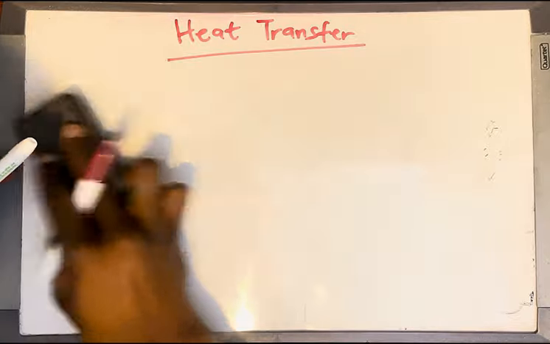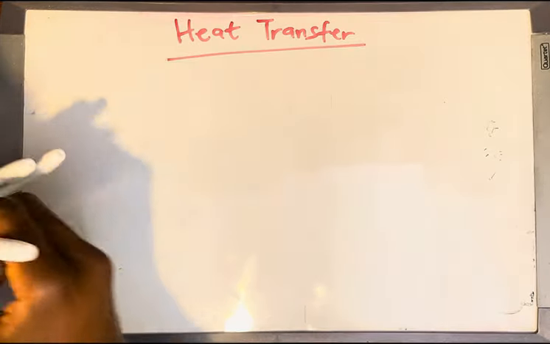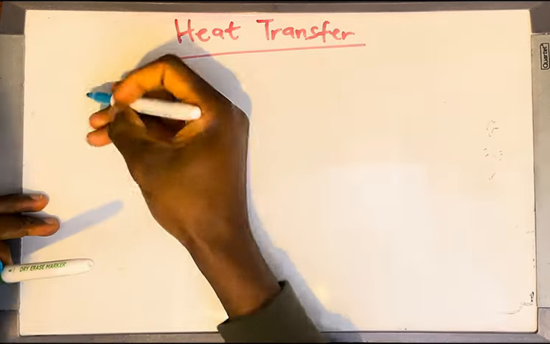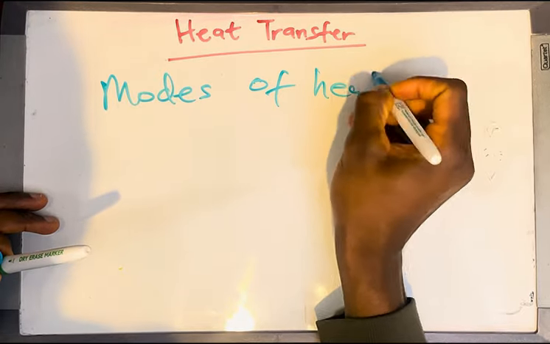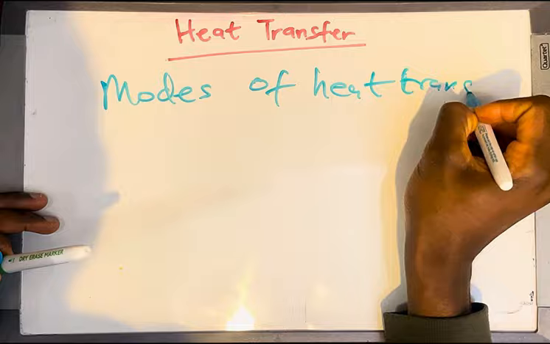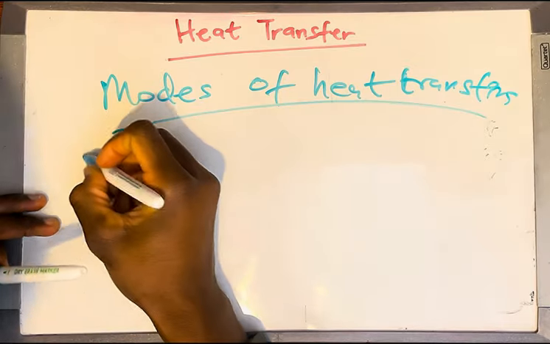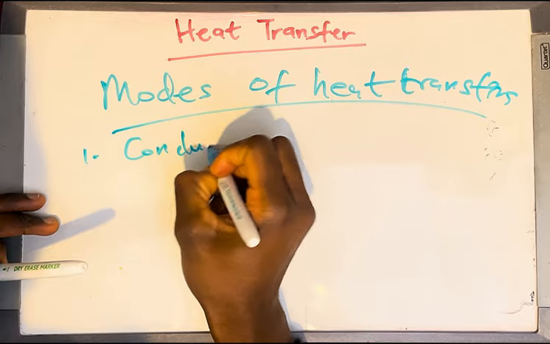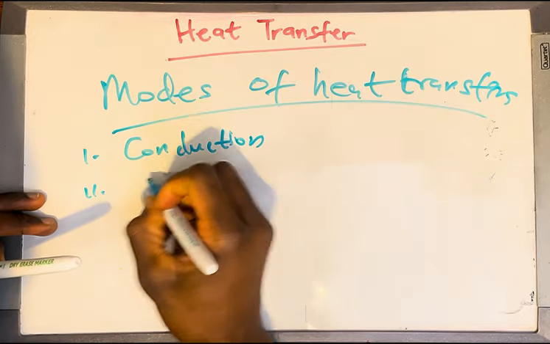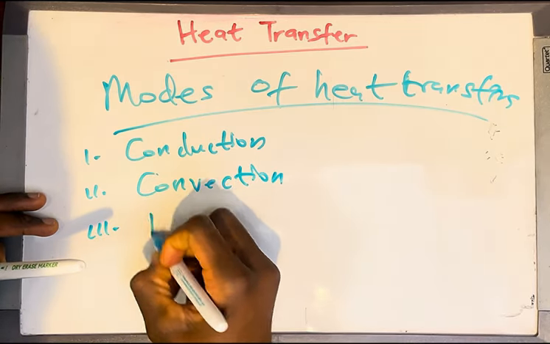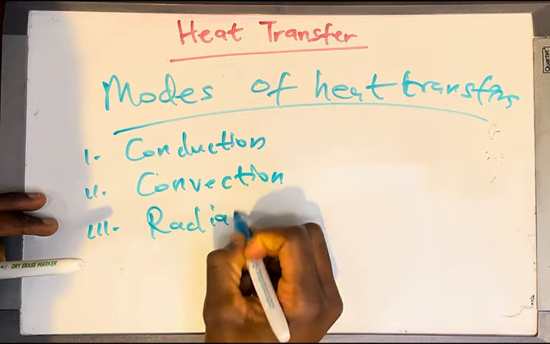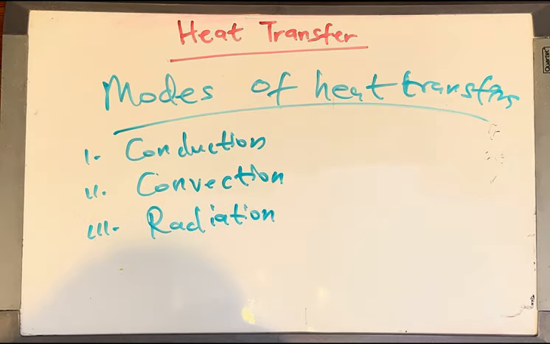Let's talk about the modes of heat transfer. There are three modes of heat transfer. So these three modes are, we have conduction. The second one is what? Convection. And the last one is called radiation. These are the three modes of heat transfer. Let me break them down simply for you.